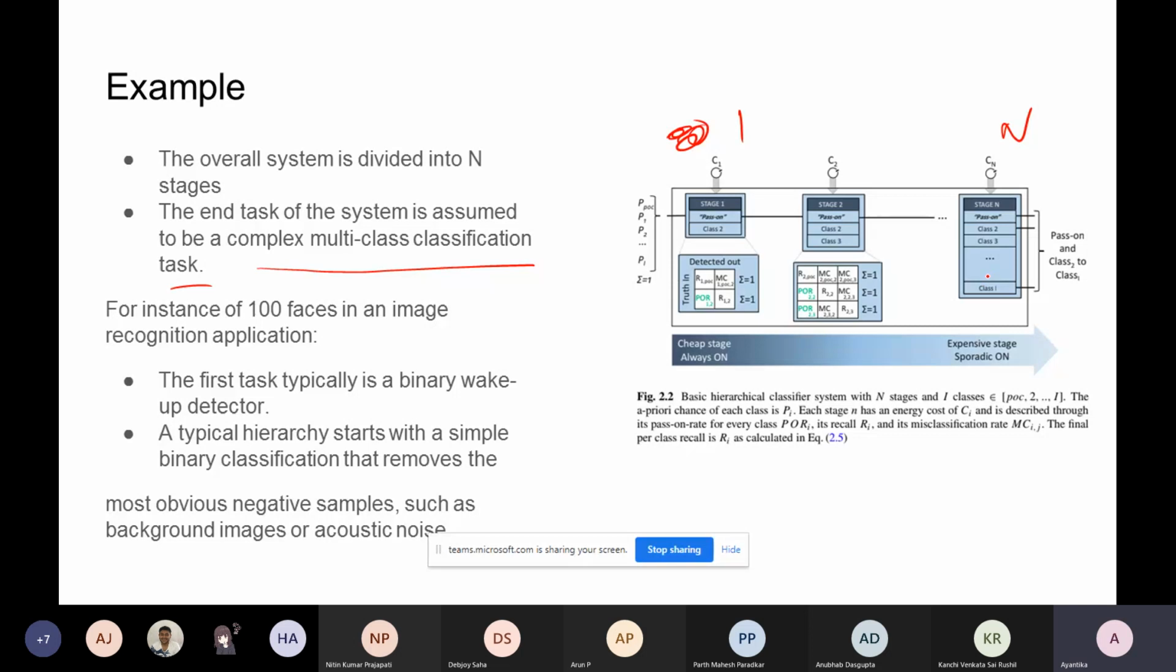Initially, the wake up state is simple. It is only classifying whether the images are related to some background or some human face. So that is only the classification. Now, in the end class, maybe you are trying to get this classification of the images.